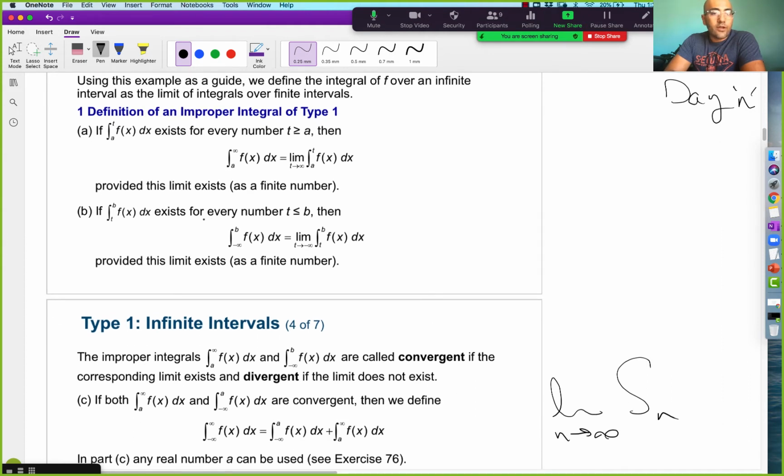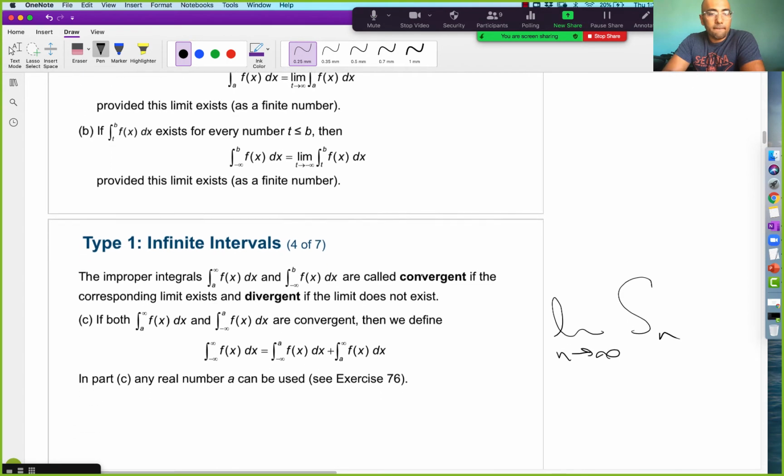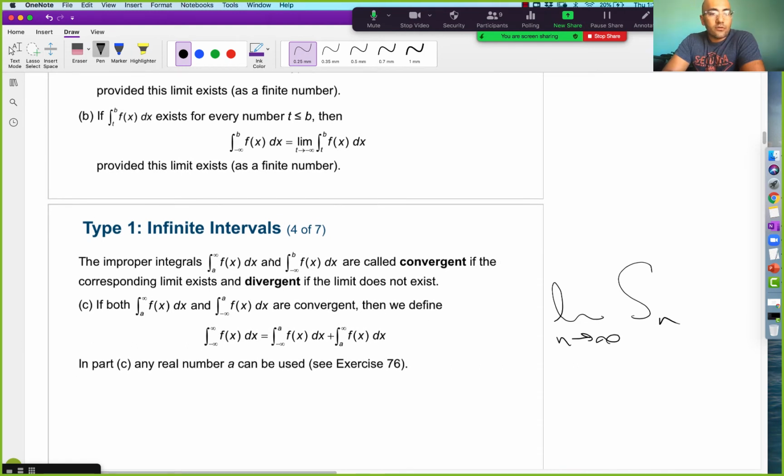Good. We could also go in the other direction. If we have the integral from negative infinity up to some value b of f of x dx, then the limit as t goes to negative infinity, so we push this out to negative infinity, of f of x dx gives you the same result, provided that it exists. Good. So the improper integrals from a to infinity of f of x dx and from negative infinity to b of f of x dx are called convergent if the corresponding limits exist and divergent if they don't exist.